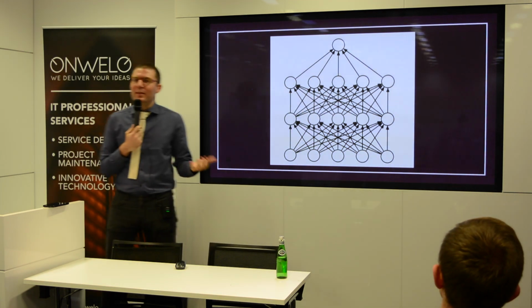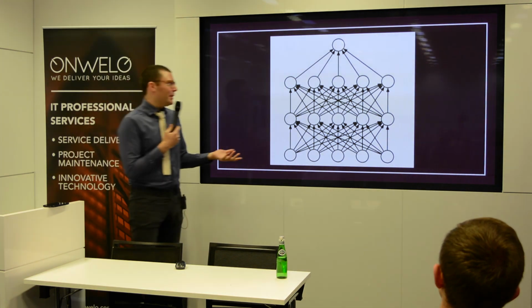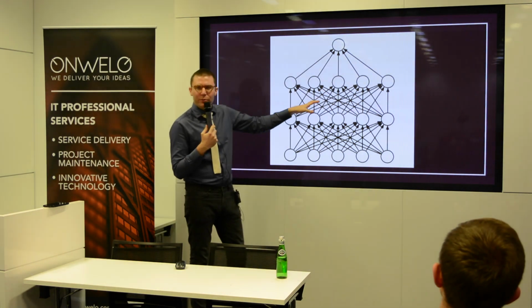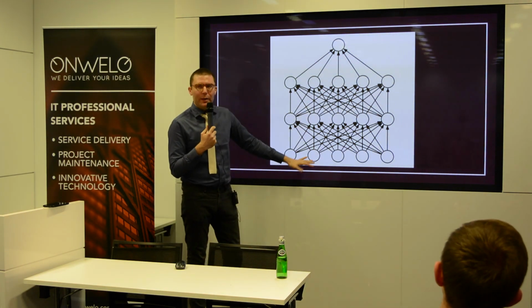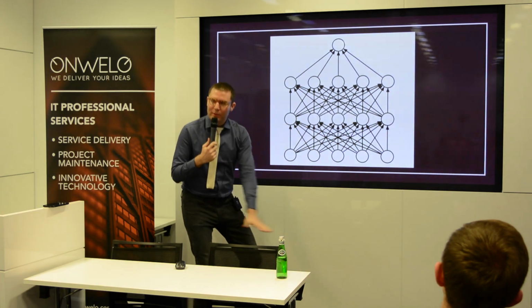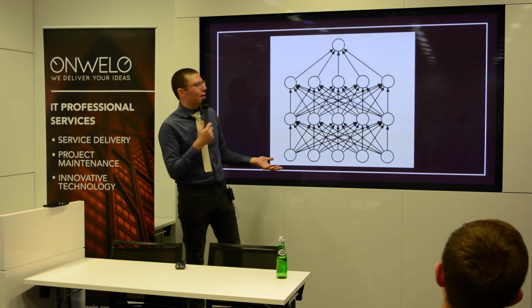And why do we call this deep learning? Because usually it's 3 layers, right? So it gets really complex, and you can have as many layers as you want theoretically.